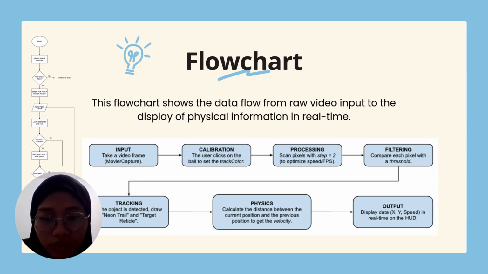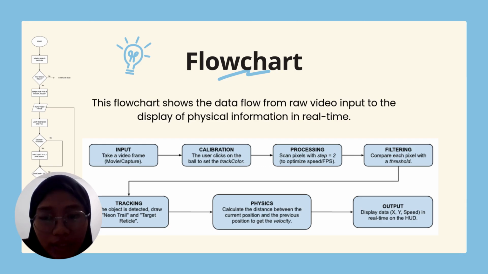The system uses decision logic to detect mouse clicks from the user. When the user clicks on an object, the system takes the color value of the pixel and sets it as the track color. This allows the system to dynamically adapt to any color of the object it wants to track.